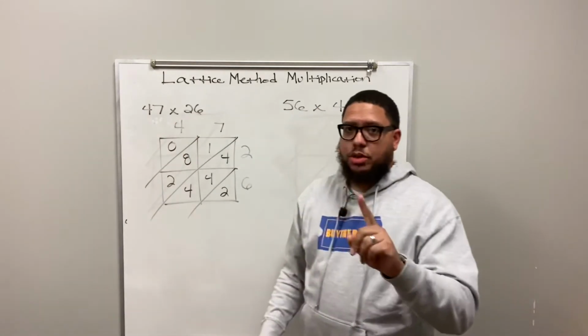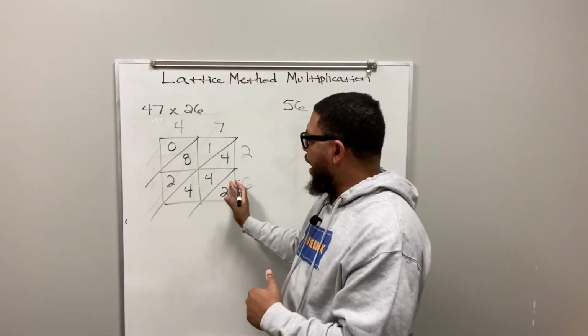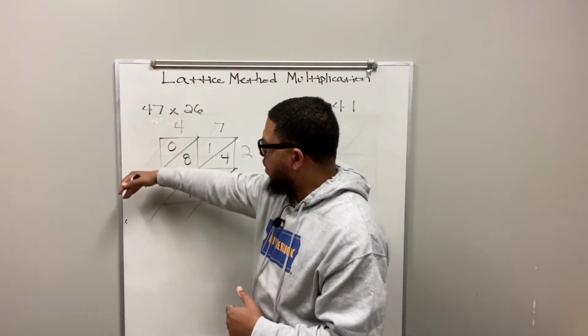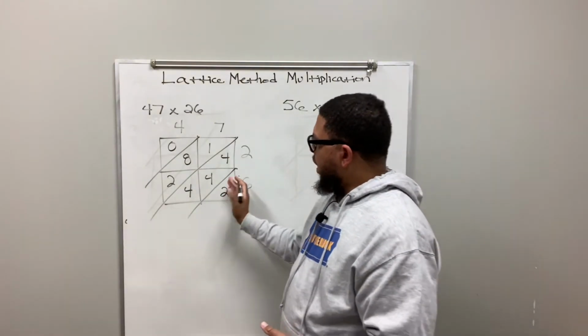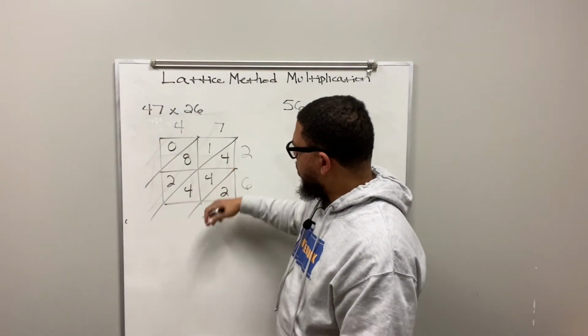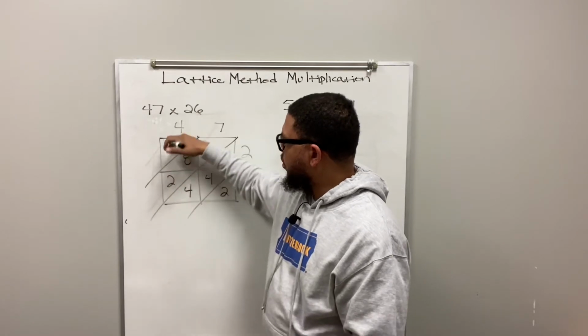Now, a couple of things I want you to be aware of. Always start from the bottom. Don't start adding from the top, because that's going to mess you up if you need to carry or borrow. Always start adding from the bottom. So this row, then this row, then this row, then this row.